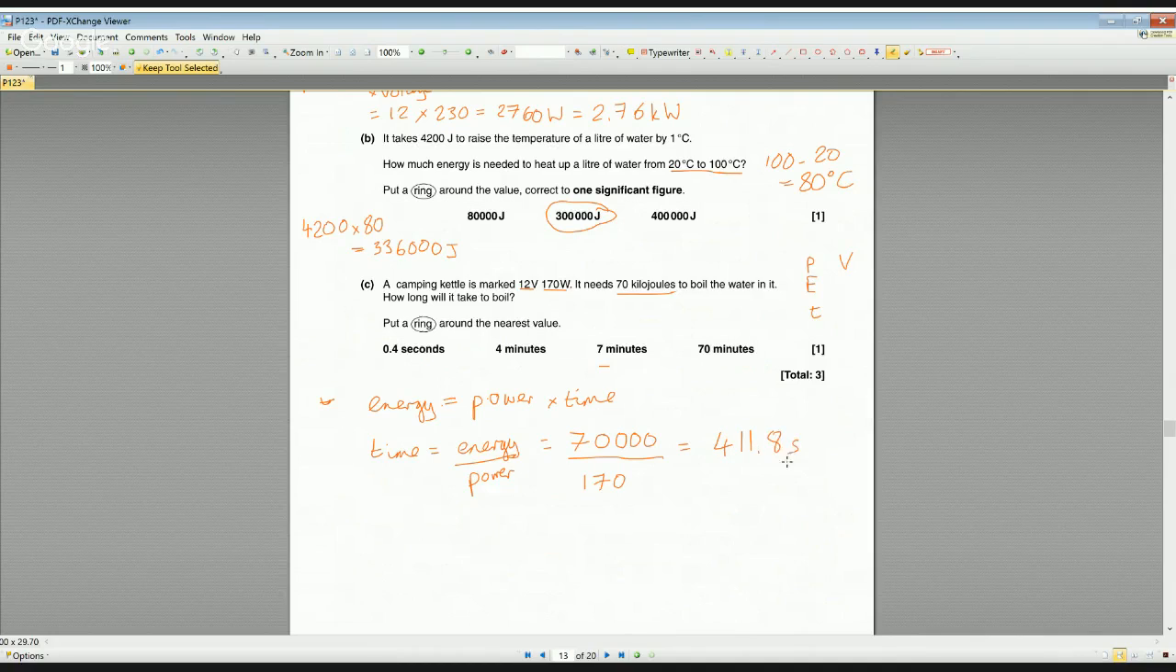411.8. Now, that doesn't match. The only one that we've got in seconds there is 0.4, and that's nowhere near. So we need to convert this into minutes to find out. 411.8 divided by 60 to convert seconds to minutes. And that will give us 6.86. So the nearest value there, obviously, is 7 minutes.